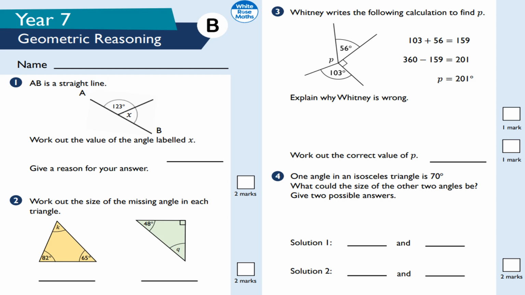Okay guys, welcome to this video where we are looking at a wide range of topics for Key Stage 2, Key Stage 3 and GCSE level maths. So in this first section we are looking at Year 7 work on angles, so geometric reasoning, and it's from the White Rose Maths.